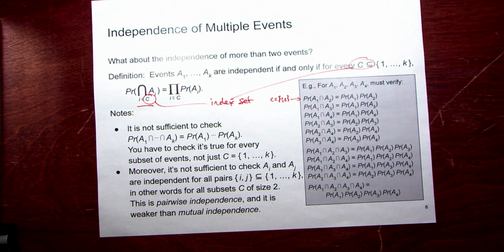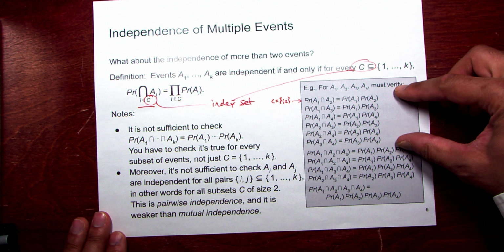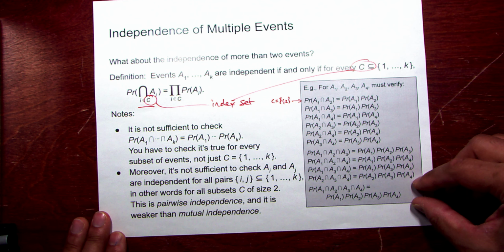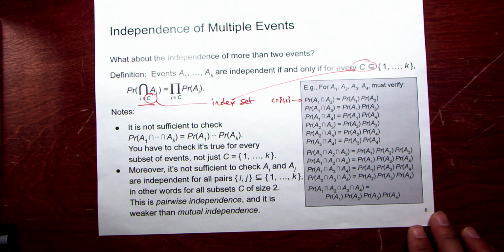This is a very exhaustive list for 4 sets. How many things have we got here? We got 6 up here. Those are the 4 choose 2 pair intersections, and then we have 4 choose 3, which is 4 triple intersections, and then we have 1 quadruple intersection. That's 11 things you have to check, and generally this grows exponentially, so it's actually a lot of work to do.